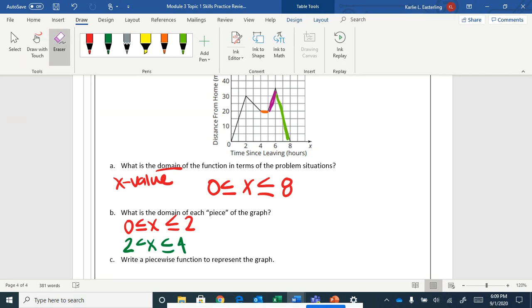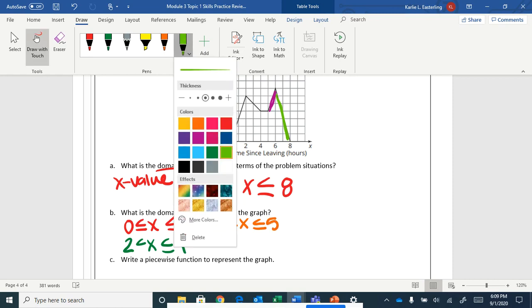Our orange piece, which is that little horizontal line right there. It starts at our fourth hour, but we're not going to include it because we're going to use our equation from that previous line. And then we are going to include it for our fifth hour there.